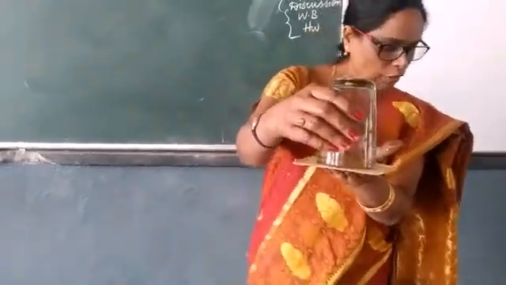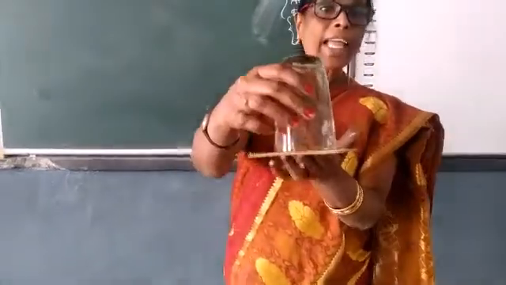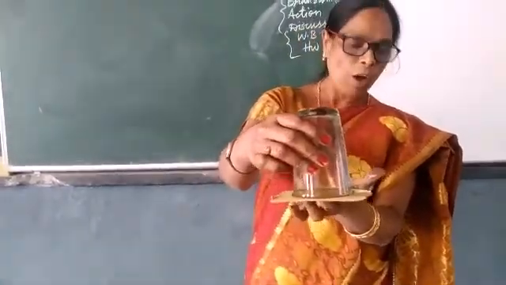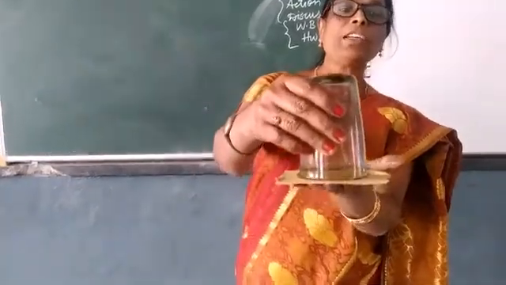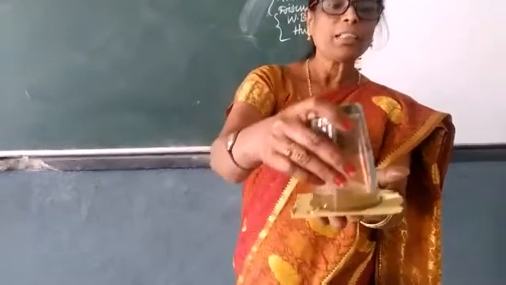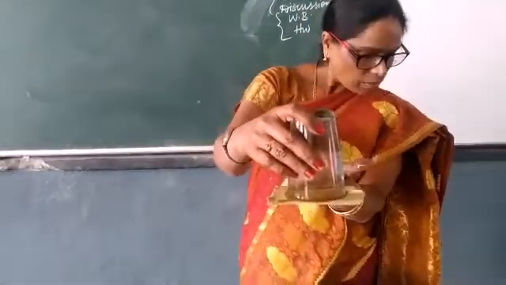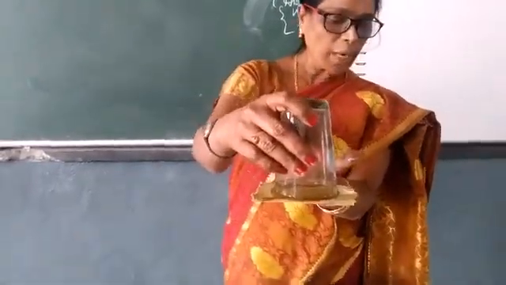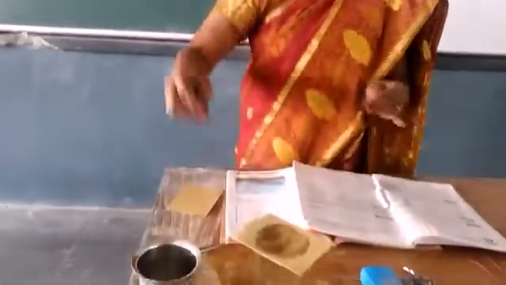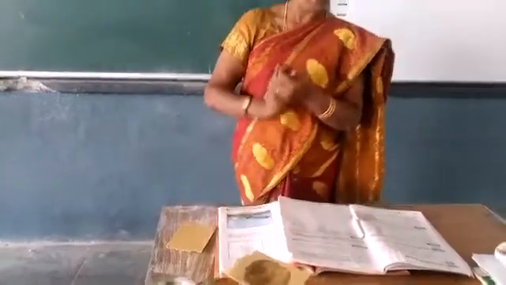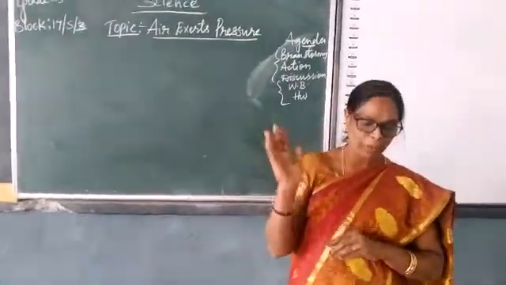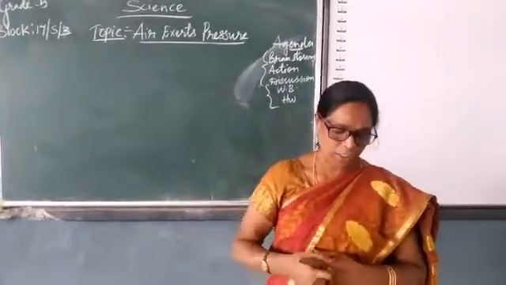The water does not fall out of the glass because the air that surrounds the cardboard exerts pressure on it. Can you see here? It does not fall because the air that surrounds the cardboard exerts pressure on it. So here the pressure exerted by the air below does not allow the water to fall. This is because of the atmospheric pressure, right children?